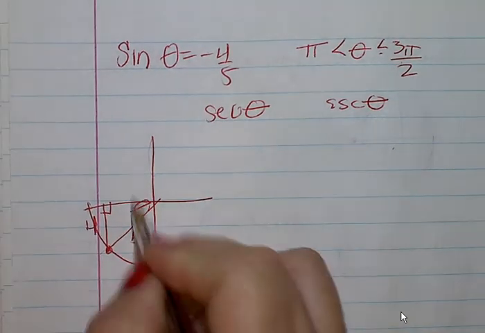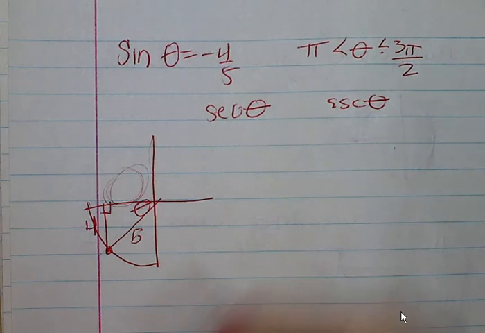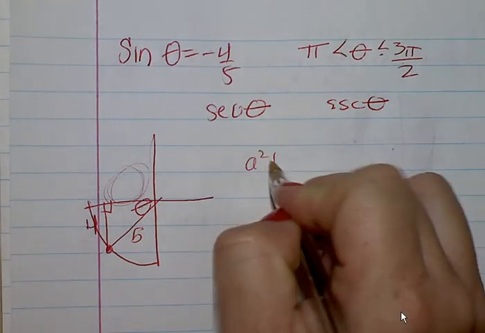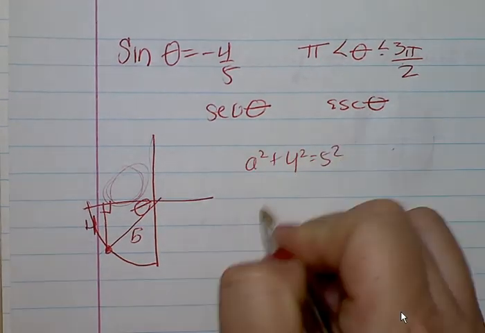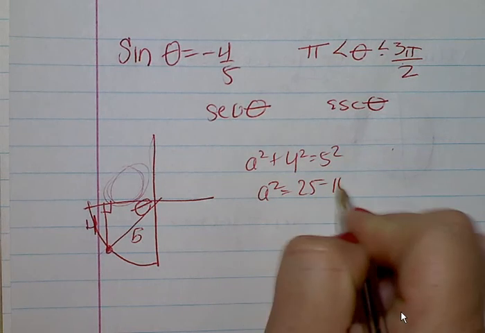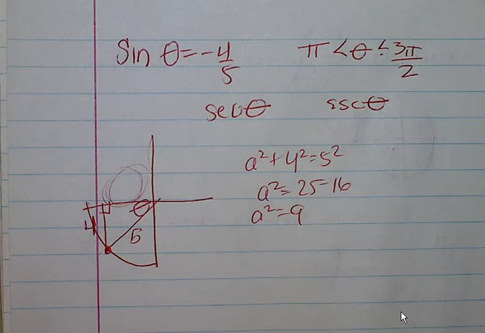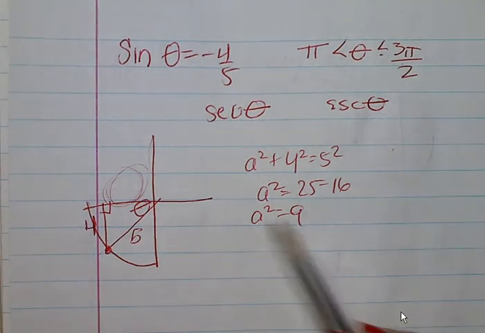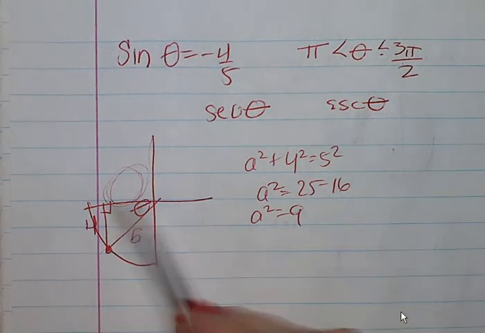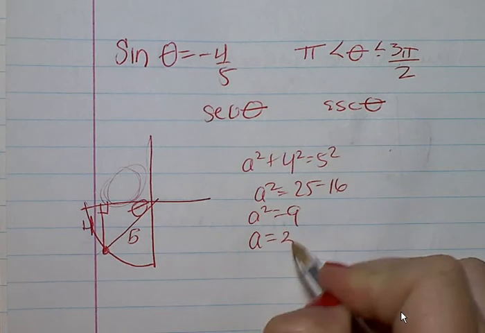I need to know what is this side. So a squared plus b squared equals c squared. A squared equals 25 minus 16. A squared equals 9. In general, when you solve an equation like this, you get plus or minus 3, but because we're talking about a length, we're only considering the positive value.